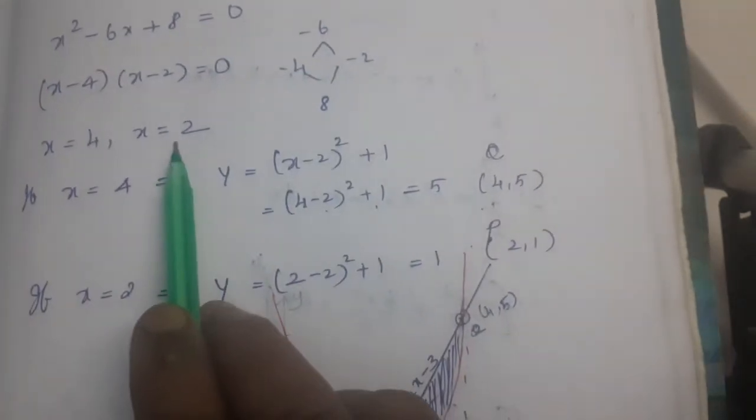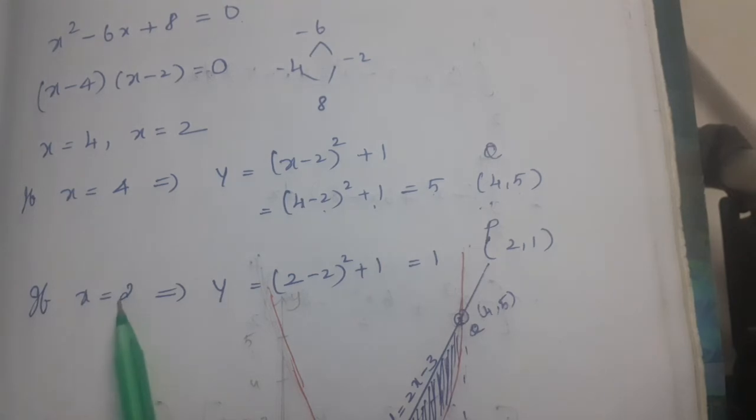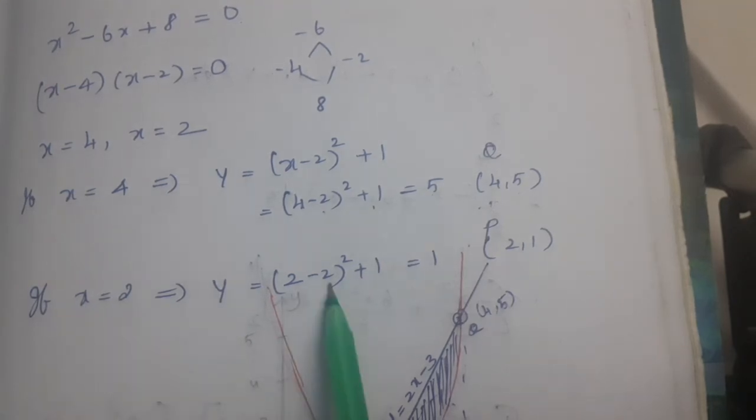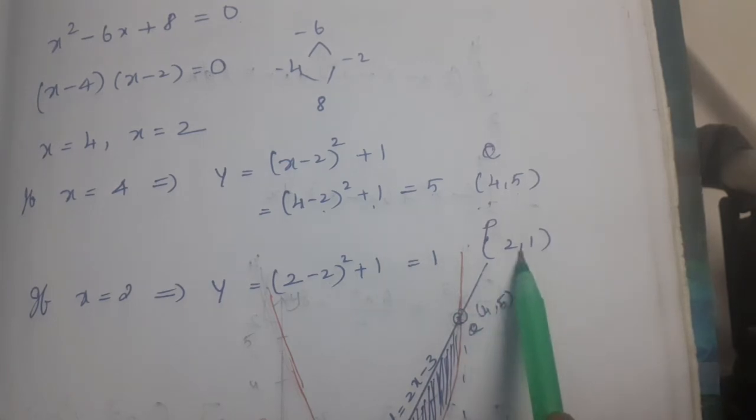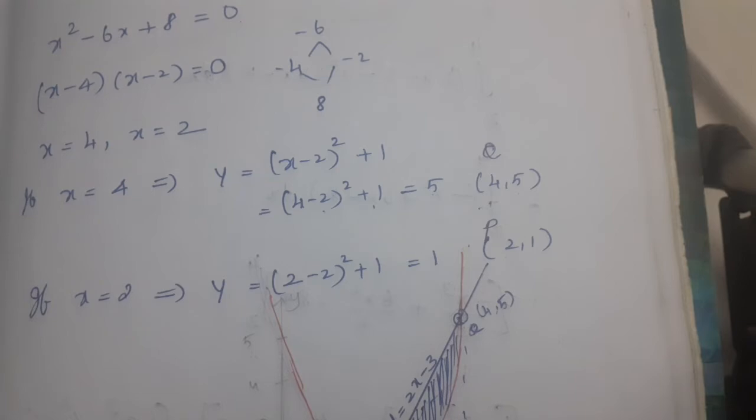Again, what is our one more value? X is equal to 2. If x is equal to 2, y equal to 2 minus 2, which is nothing but 0, 0 plus 1 is 1. So x is equal to 2 means another point is 2 comma 1. Therefore, the PQ points are these.